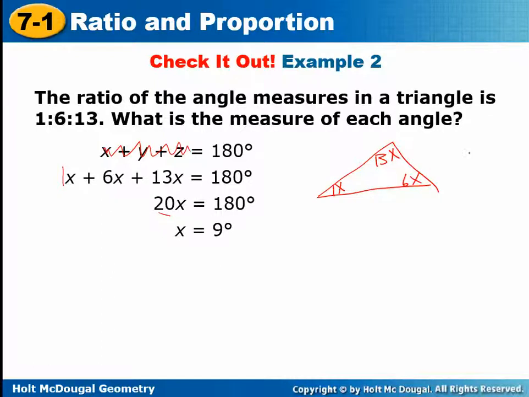Then they say, what is the measure of each angle? So you'll put 9 in for each of x. You don't have to do the whole y thing. So 6x is 6 times 9. So one of the angles is 54. This one, of course, is just 9.